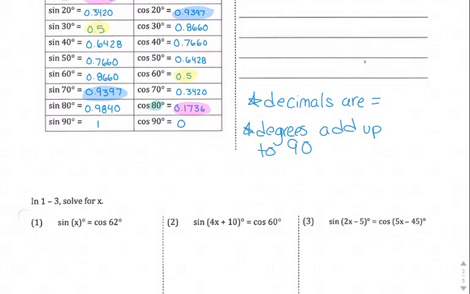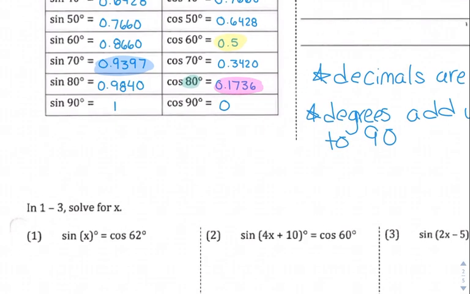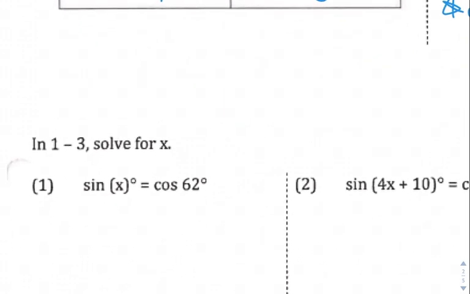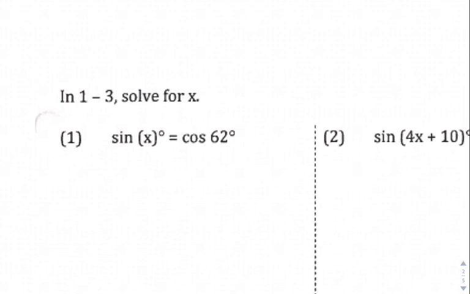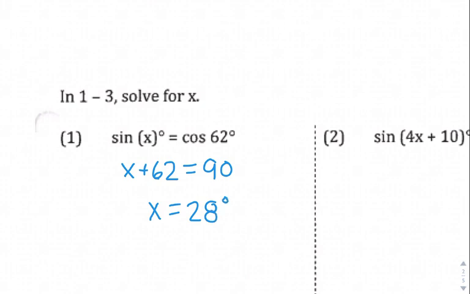So we're going to try a couple problems. Here, sine of x equals cosine of 62. I know the sine and the cosine are equal when the angles add up to 90. That means that x plus 62 has to be 90. To solve for x, you're going to subtract 62. That means x has to be 28 degrees.